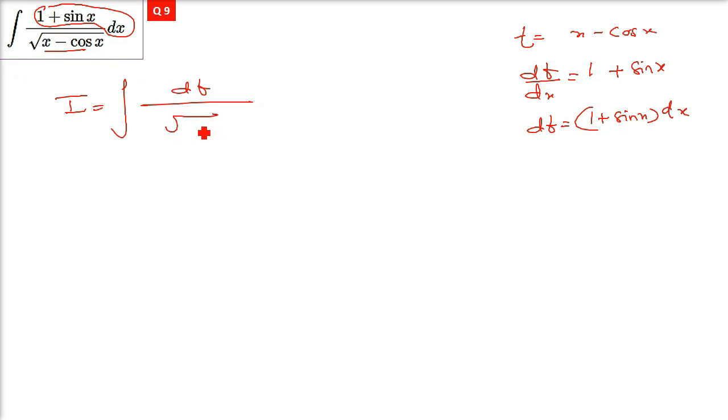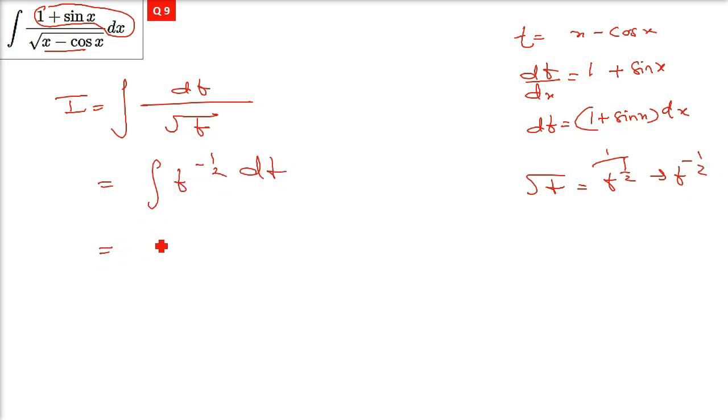In previous questions it was vice versa. So this will be under root t, (1 plus sine x) dx is dt. Under root t is simply t raised half, and since it is in the denominator, it goes up, it will be t raised minus half, minus 1 by 2, sorry. So t raised minus 1 by 2 plus 1 divided by minus 1 by 2 plus 1, plus constant of integration.